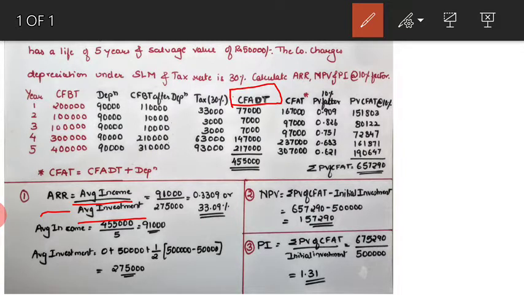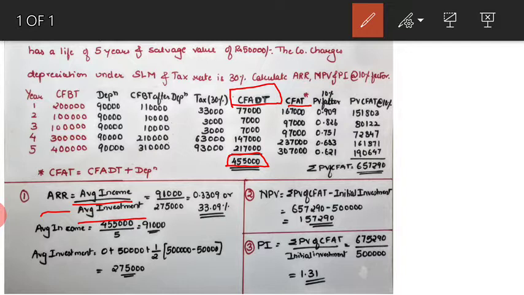Please remember, in investment decision, for all the methods we have to use CFAT except ARR. I am repeating, for all the methods we have to use CFAT for the calculation, except in case of ARR, where we use CFADT, that is before adding back depreciation. Whatever is your cash flow, that is considered for ARR only, accounting rate of return. So please don't get confused over there.